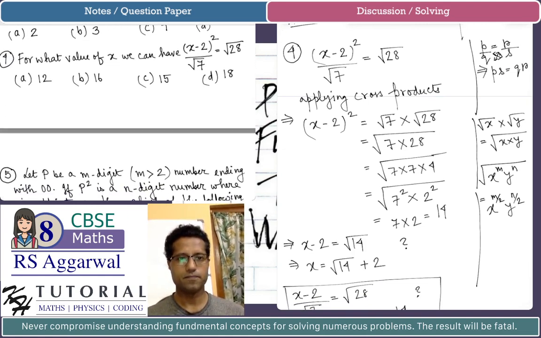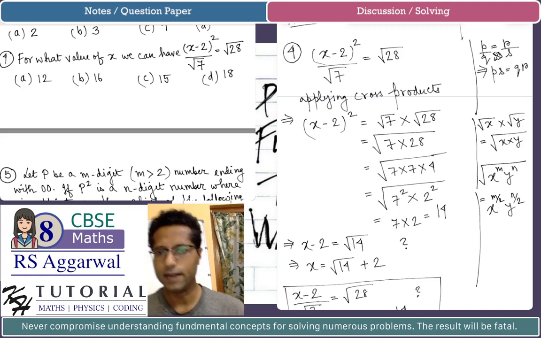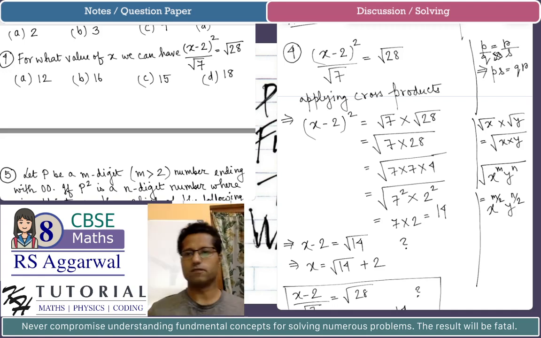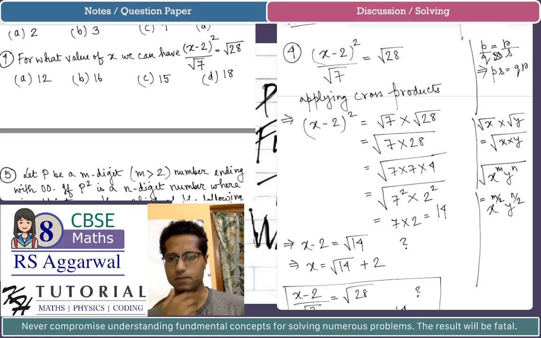It is given that for what value of x we can have x minus 2 whole square divided by root 7 is equal to root 28. Applying cross products, we get x minus 2 whole square equal to root 7 multiplied by root 28, which is equal to square root of 7 multiplied by 28. 7 multiplied by 28 is equal to 7 square into 2 square. So its square root becomes 7 into 2, that is 14. So we are having x minus 2 whole square is equal to 14.